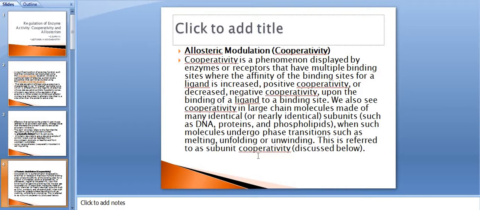Next, coming to allosteric modulation, which is nothing but cooperativity. Here cooperativity is a phenomenon displayed by enzymes or receptors that have multiple binding sites.